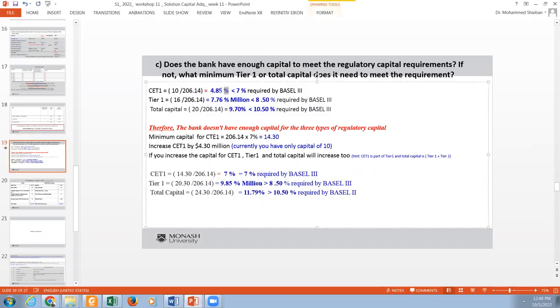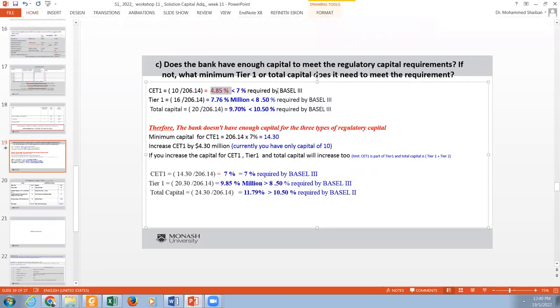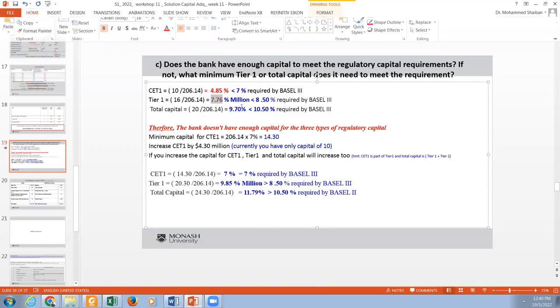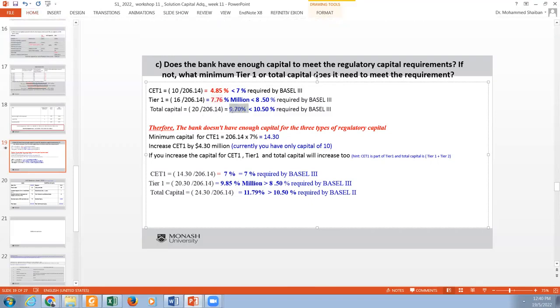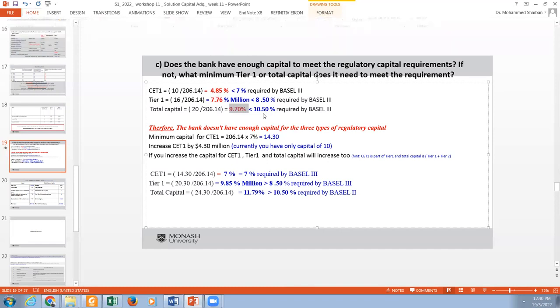Unfortunately, I get only this, while I need actually 7% according to Basel. So I don't satisfy. I get only this, while I need 8.5, so I'm not satisfying. And I get only this. I am bad in all of them. I mean this problem or this bank. So I'm not doing well in all of this. So now I have to increase the capital.